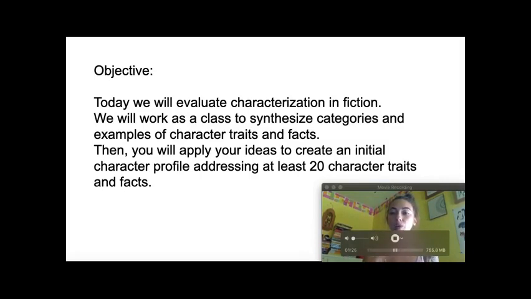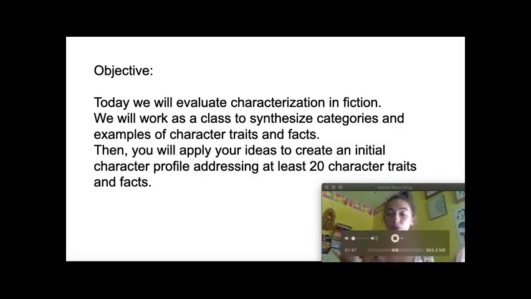As a class, we're going to work to synthesize some categories and come up with examples of character traits and character facts. What I mean by that is we're going to come up with things that might fit those examples that you came up with, those 5 character facts about your favorite characters. We're going to come up with some more examples like that and categories that things might fall into.